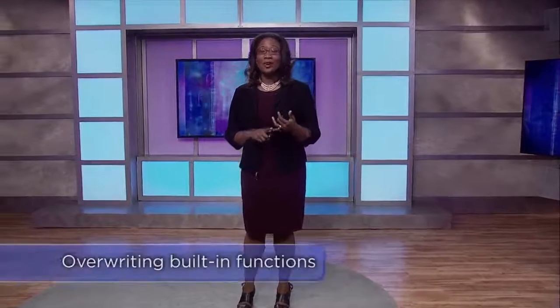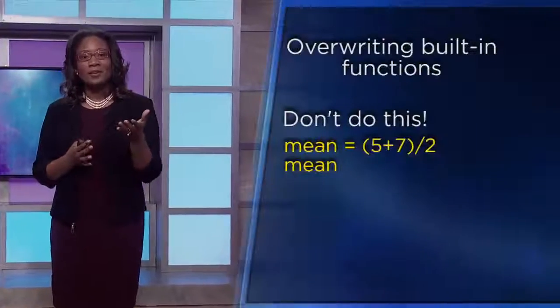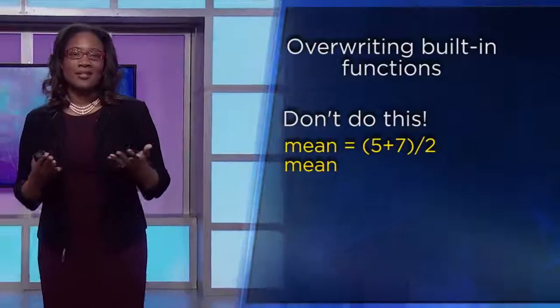Now, R has a couple of pitfalls that I don't want you to fall into. One problem that my students have frequently when they first start using R is that they overwrite built-in functions. For example, they've got a data set that they want to take the mean of, and they set mean equal to the average of their points in their data. For example, they might assign mean equals 5 plus 7 over 2 for their data set.